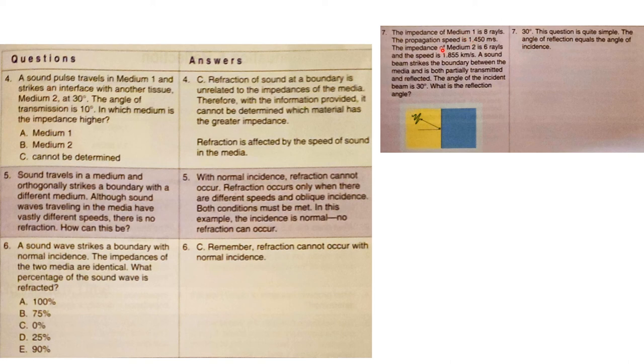And last but not least, the impedance of medium one is 8 rayls. The propagation speed is this number. The impedance of medium two is 6 rayls, and the speed is this. A sound beam strikes the boundary between the media and is both partially transmitted and reflected. The angle of incidence is 30 degrees. What is the reflection angle? It's also 30 degrees. The angle of incidence equals the angle of reflection. We could have asked questions about the rayls, but we were not doing so.